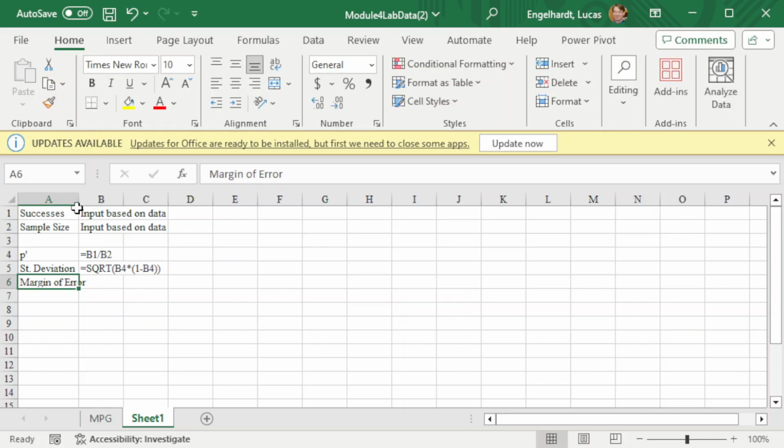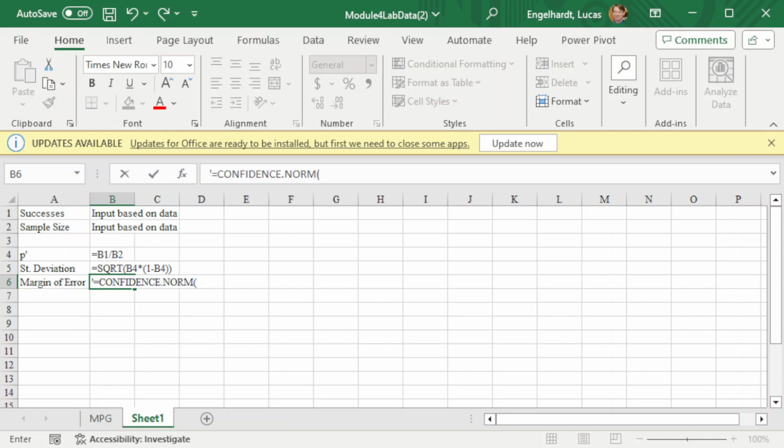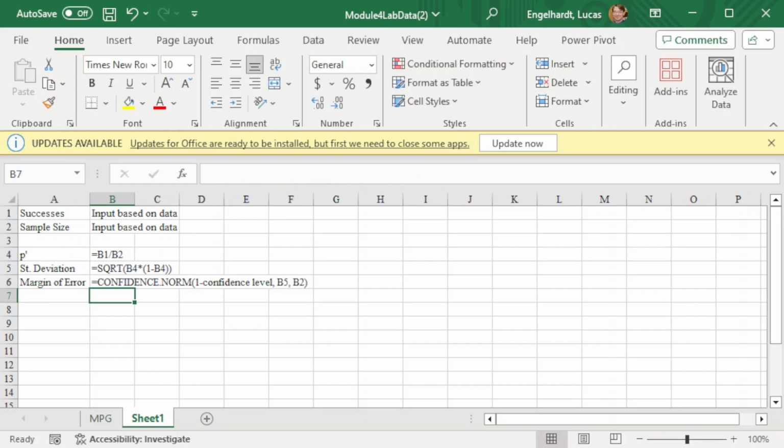To keep widening this thing, it's not quite wide enough yet. There we go. All right, so the formula here, we're going to use the other confidence interval formula. So it's CONFIDENCE.NORM, which tells it to use a normal distribution. The inputs here, though, are exactly the same as before. So we'd have 1 minus our confidence level to give us the alpha. And then we'd also have B5, which gives us the standard deviation. And then finally, B2 for the sample size. So it wants to know what is the size of the sample. B2 would tell it that. Right. So then that's ready to go.